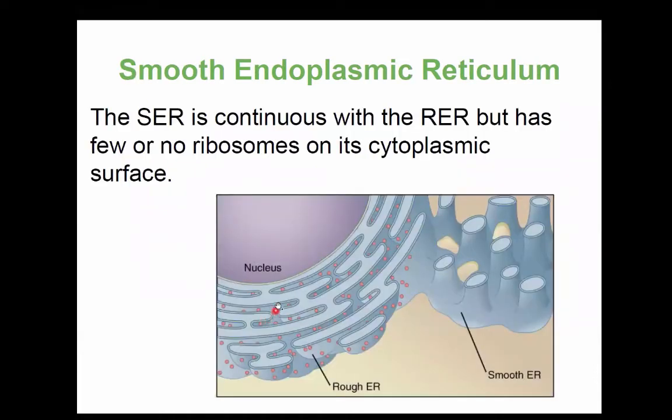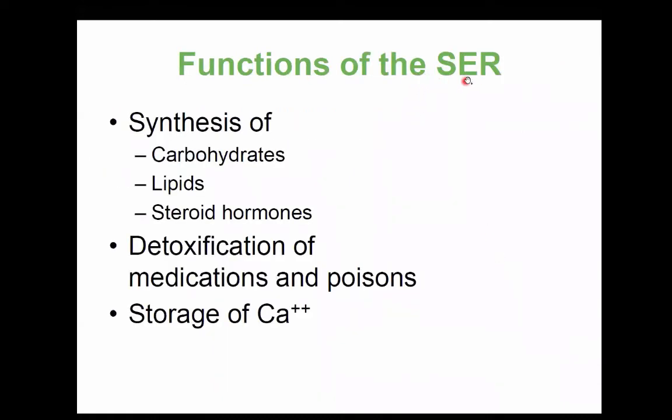This is an example of smooth ER. They lack ribosomes, and therefore they do not perform protein synthesis. These structures are involved in the metabolism of lipids. These are some of the functions of smooth endoplasmic reticulum. They synthesize carbohydrates, lipids, steroid hormones, and they are also responsible for detoxification of medications and poisons. You have a lot of smooth ER in the liver cells.